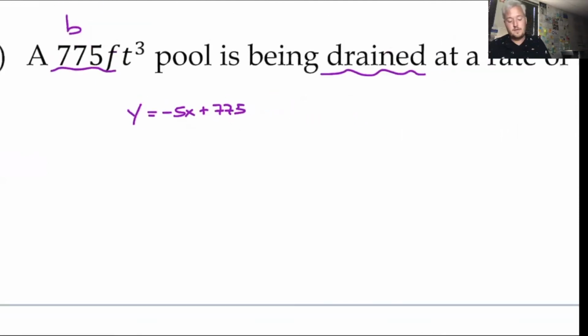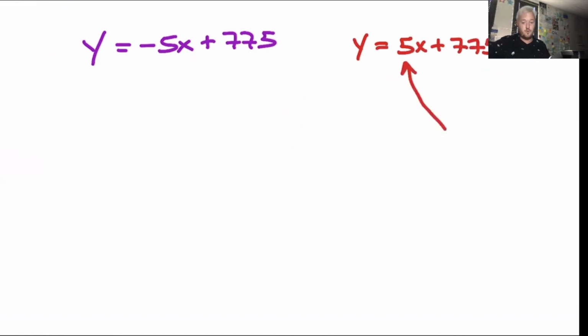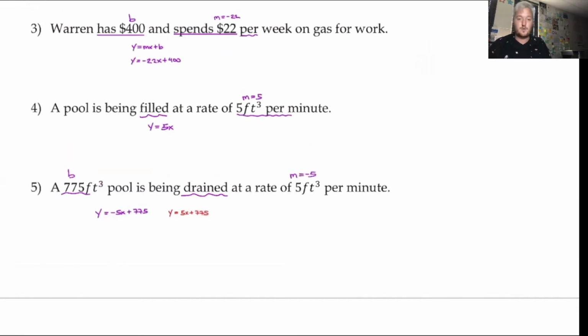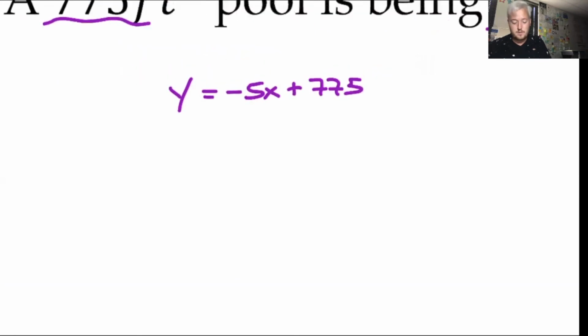So there is a very distinct difference. Let's say you wrote the equation y equals 5x plus 775. If it's positive, that means you're actually filling up the pool more. But when it's negative, you're saying you're draining the pool. So those mathematical symbols really matter, and they make the entire problem have a different context. You have to be careful with how you're writing your equations. We're not filling the pool, it's being drained. So you have to look at these signs. They make the world of a difference.